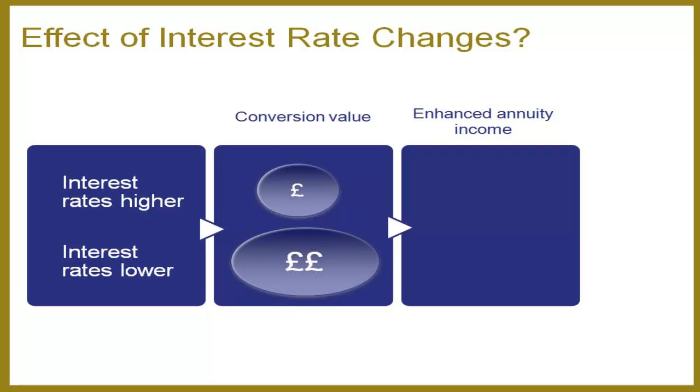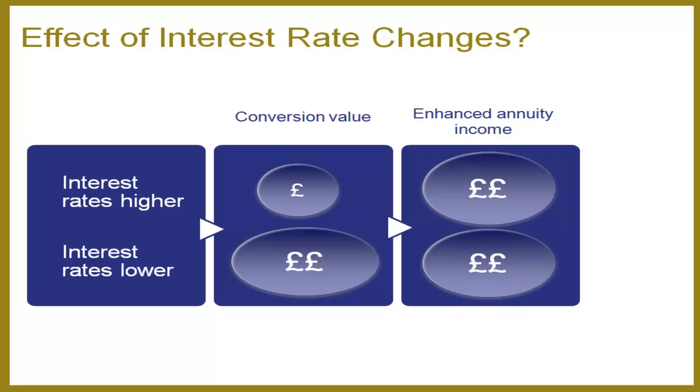This is because we assume the underlying yield to discount your client's benefits increases or decreases in line with interest rate movements. However, it's also reasonable to assume that annuity rates will also improve or reduce in response to this change, so reducing the impact of the increased or decreased conversion value. The combined result is that the enhanced annuity purchased with the conversion value is generally less sensitive to interest rates than the conversion value itself.